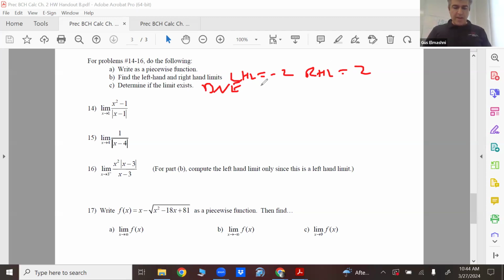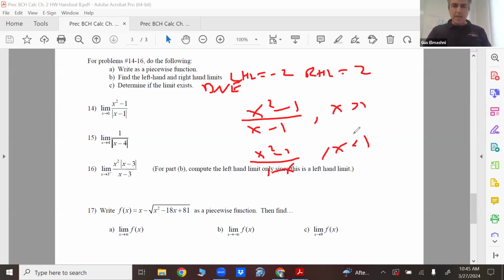The piecewise function itself is going to be x squared minus 1 over x minus 1, or x squared minus 1 over 1 minus x. This would be true if x is greater than 1. This would be true if x is less than 1. If you simplify it further, you should get x plus 1 or negative x minus 1, because when you factor this, it's x minus 1 times x plus 1.